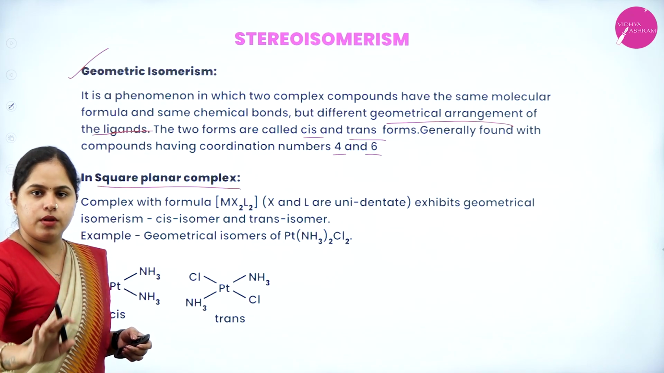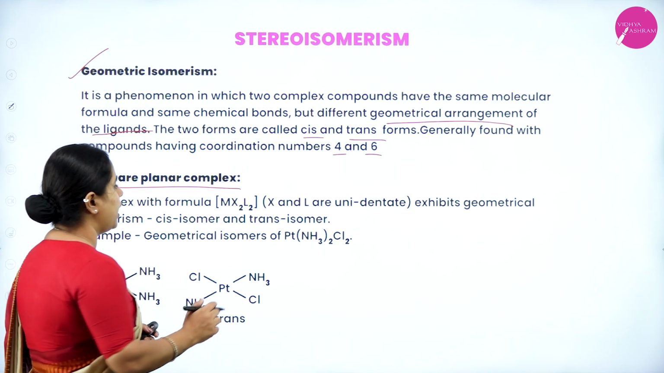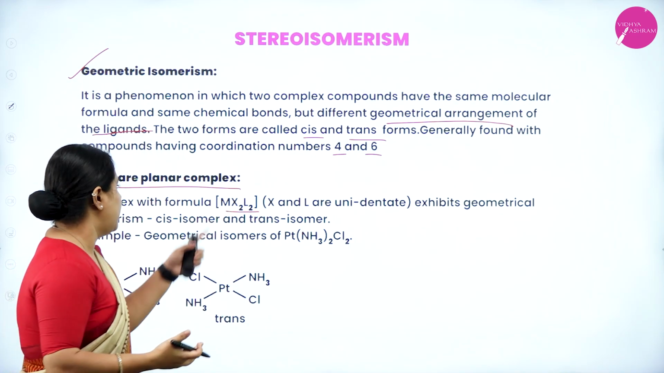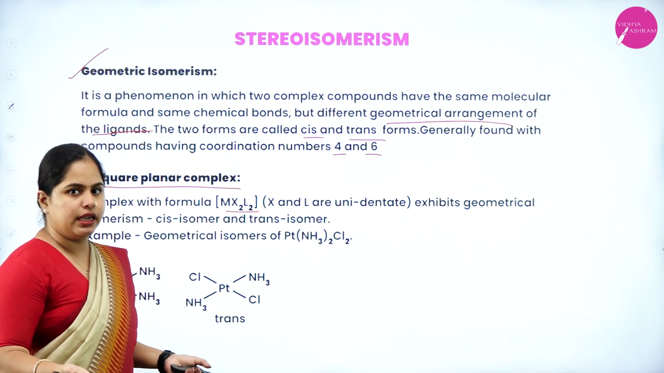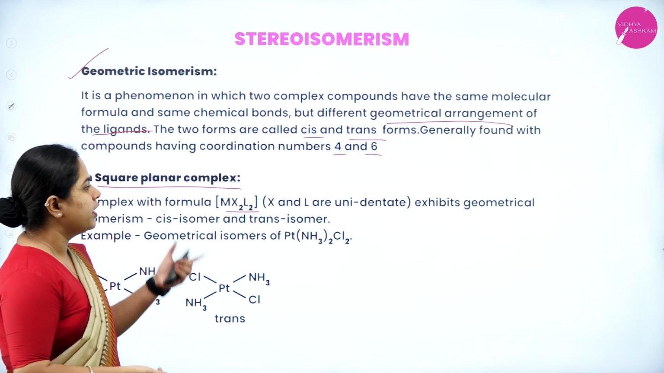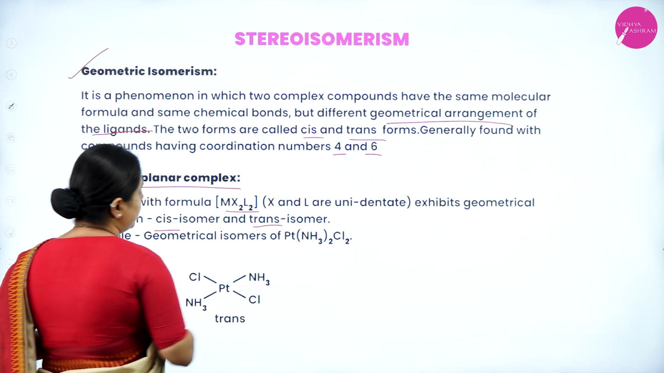So coordination number 4 means there will be 4 ligands present, right? Consider a complex with formula MX2L2. M stands for the central metal ion, X and L are 2 different ligands. Both of them are monodentate or unidentate. It exhibits geometrical isomerism: one will be the cis isomer and one will be the trans isomer.